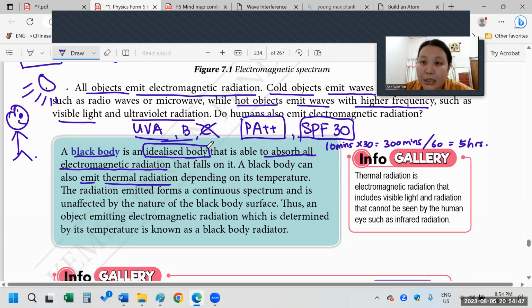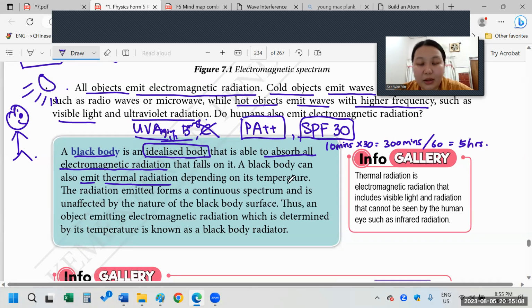It's UVB. B stands for burning. A stands for aging. So you feel, oh, it's burning, it's UVB. Then you feel, oh, why does my skin have black spots? That's UVA.